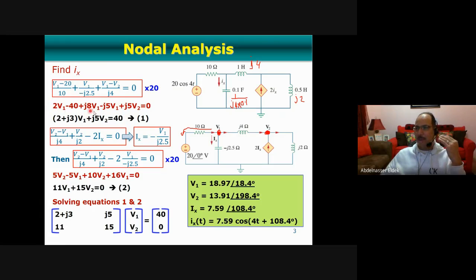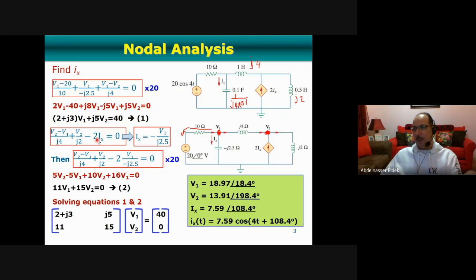Then you can simplify this equation more. So you have V1, you have 2 here, and you have J8, and you have negative J5. That will be J3. So 2 plus J3 times V1 plus J5 V2 equals 40. Move this negative 40 to the other side.